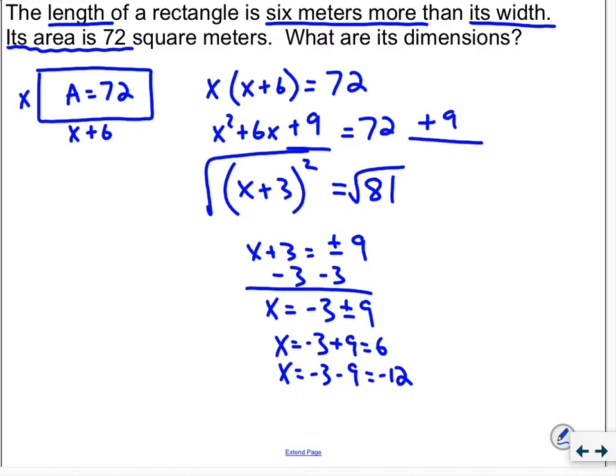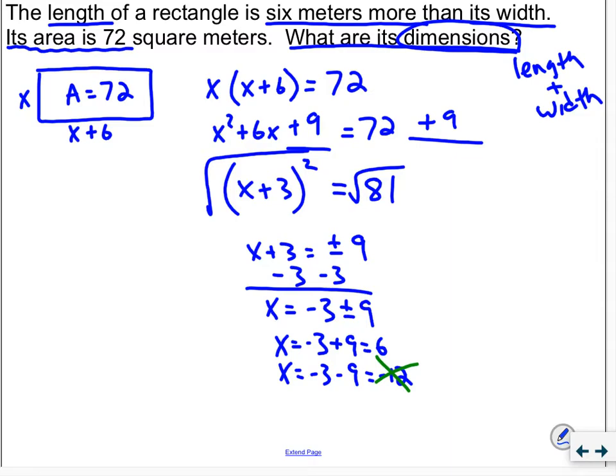So let's go back to the question for a minute. It said, what are its dimensions? Ooh, good word there. Dimensions are the length and the width together. Tell me what the length is. Tell me what the width is. So length and width are positive measures. So again, I'm not going to need that negative 12 as my answer.